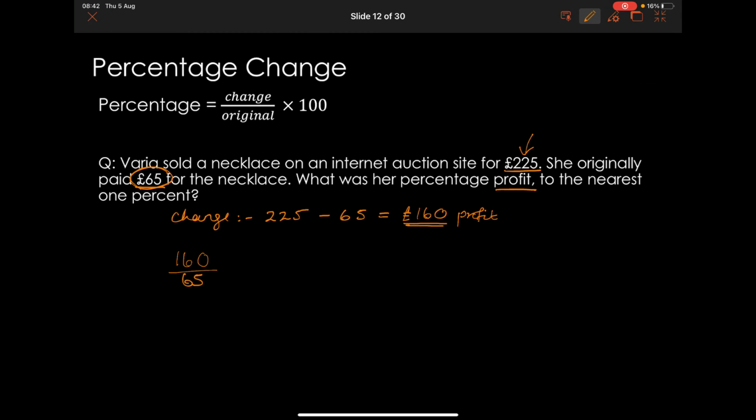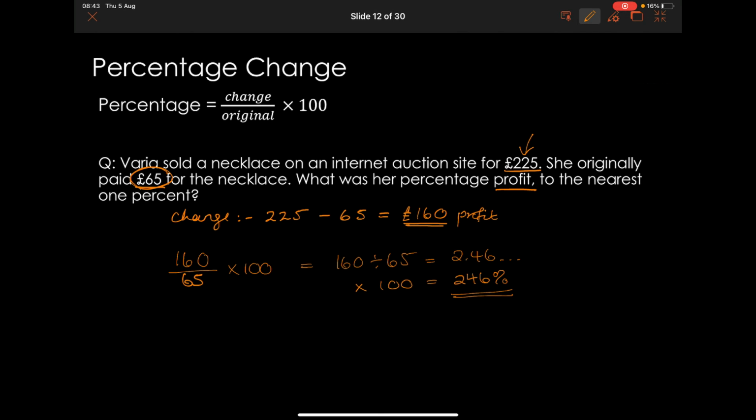She actually sold it for 225. So can you see there, the top number's bigger than the bottom? Doesn't matter. It's going to be because it's profit. Okay, so we are then going to times that by 100. So if we did 160 divided by 65, that gives us 2.46. Okay, if we times that by 100, it's 246%.